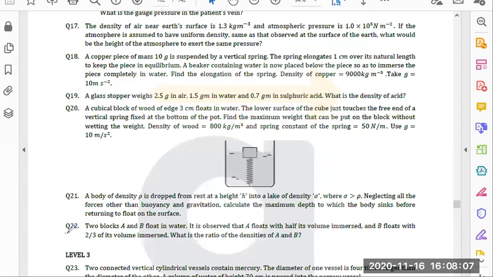Now, the last question that we are going to discuss from this is 22. Two blocks A and B float in water. It is observed that A floats with half of its volume immersed, and B floats with 2/3 of its volume immersed. What is the ratio of the density of A and B? Again the same, don't you think? It's easy. Rho 1 by rho 2 is equal to V1 by V2. As simple as that. Right, everyone?